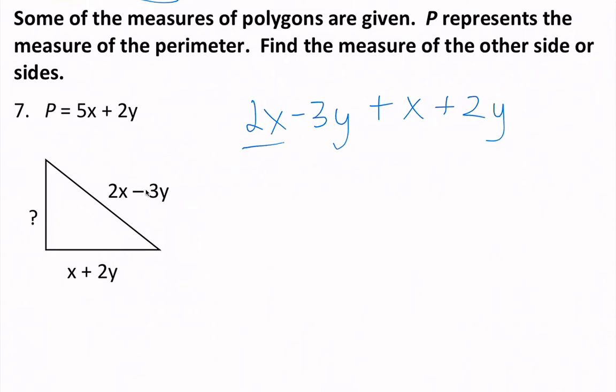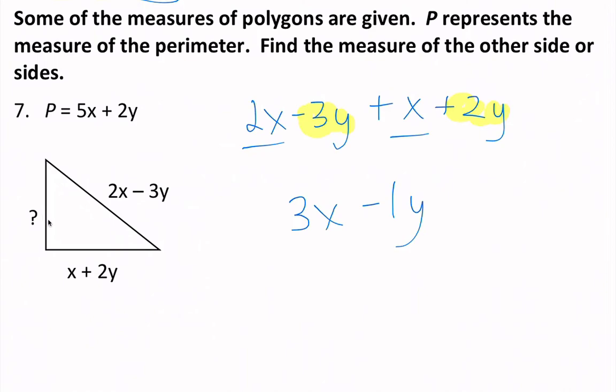Combine my like terms. That's going to give me 3x. Combine my y's. It's going to give me a -1y. So I know together, these 2 sides give me 3x and -1y. But that's not what I'm trying to do. I'm trying to find this missing piece.